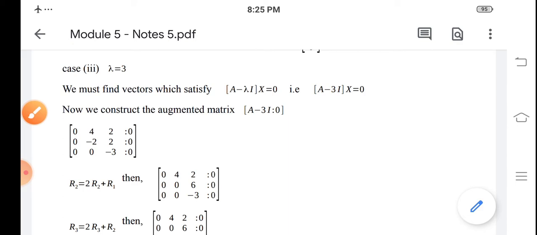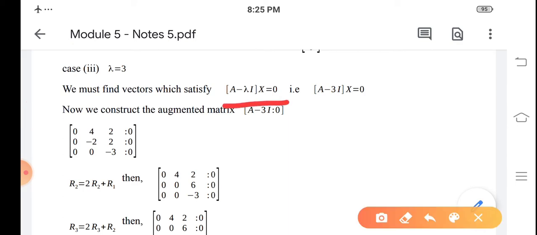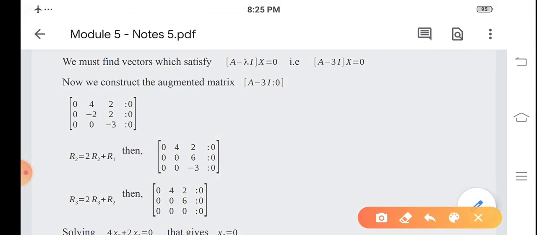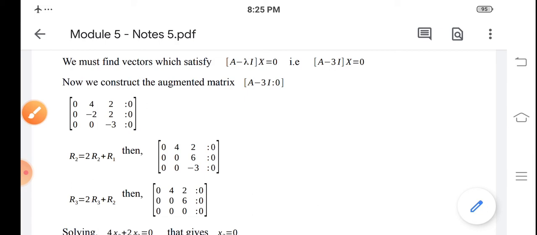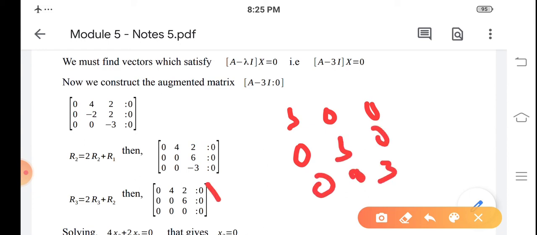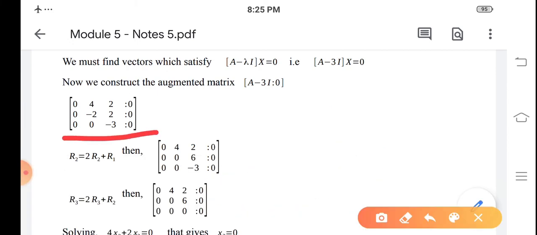Suppose lambda equal to 3, then we can find the eigenvector which satisfies (A minus lambda I) into x equal to 0, that is (A minus 3I) into x equal to 0. Now we write the augmented matrix as [A minus 3I | 0]. That will be matrix A minus 3 times the identity matrix, that is 0, 4, 2 | 0; 0, minus 2, 2 | 0; 0, 0, minus 3 | 0.